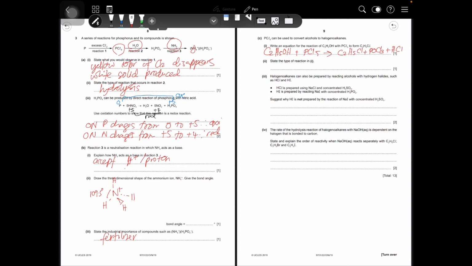And you will produce POCl3 as well, and also hydrogen chloride. State the type of reaction. This is a substitution reaction where the OH is substituted by chlorine. Halogenoalkanes can also be prepared by reacting alcohol with hydrogen halide.